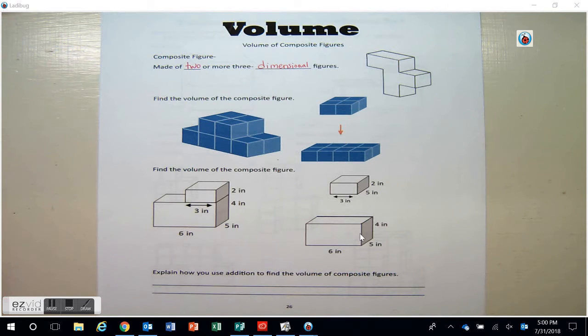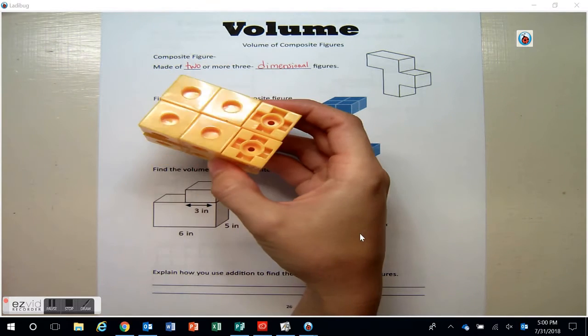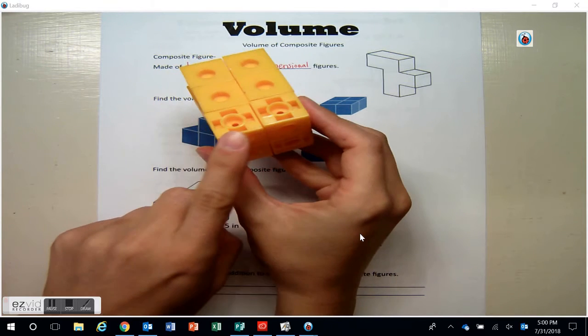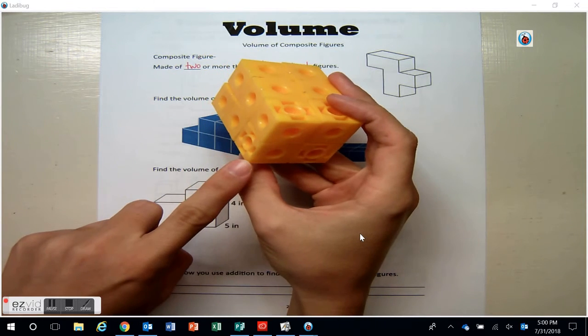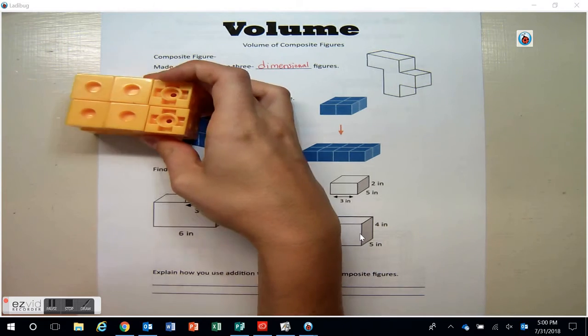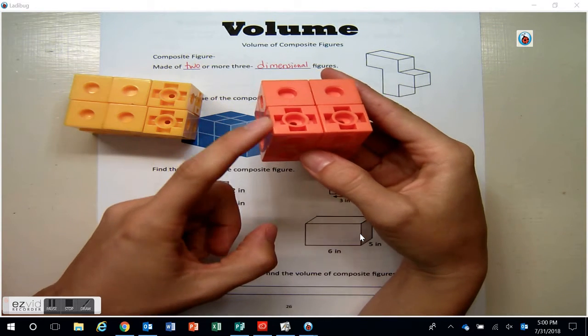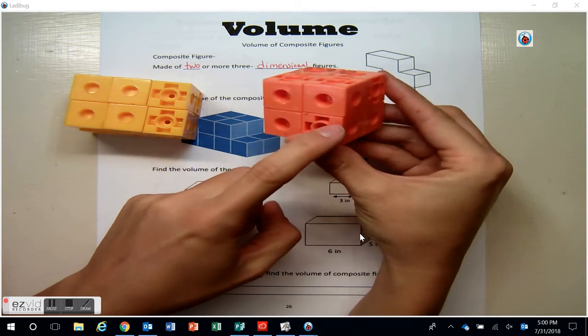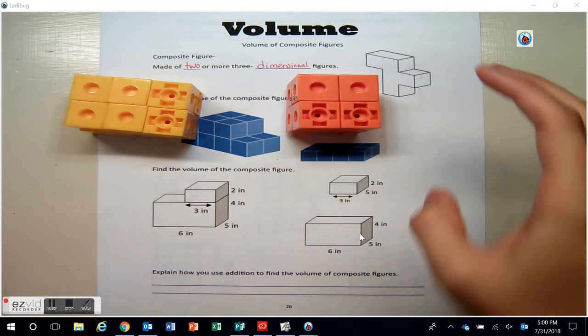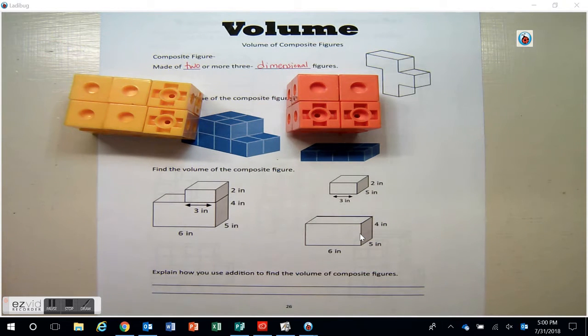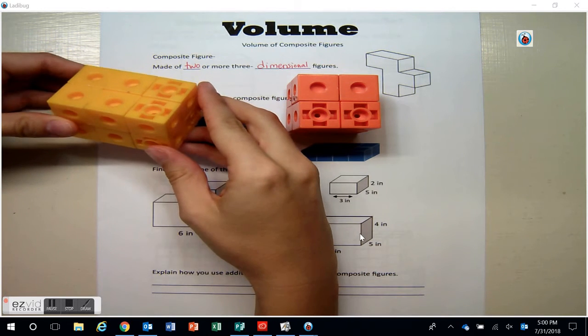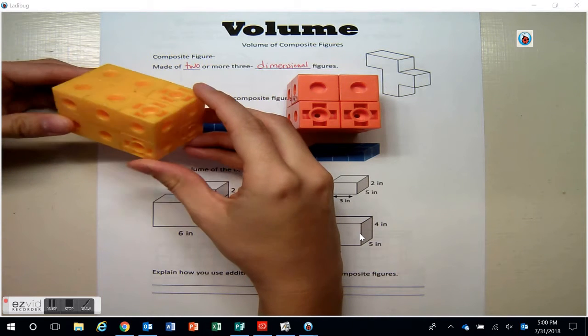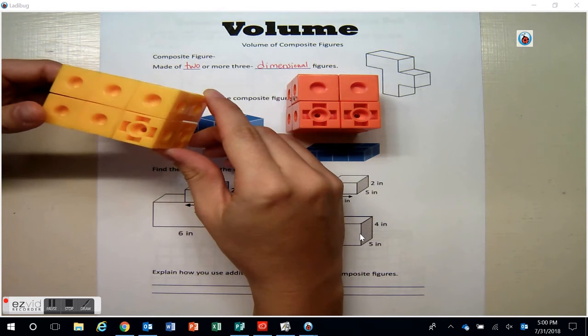Okay, so let's say that you were working with a partner and you were asked to make a 3 by 2 by 2 unit figure, and your partner was asked to make a 2 by 2 by 2 unit figure, and you were asked to find the volume of each one separately. So let's review a little bit. Volume is the number of cubes that make up a three-dimensional shape.